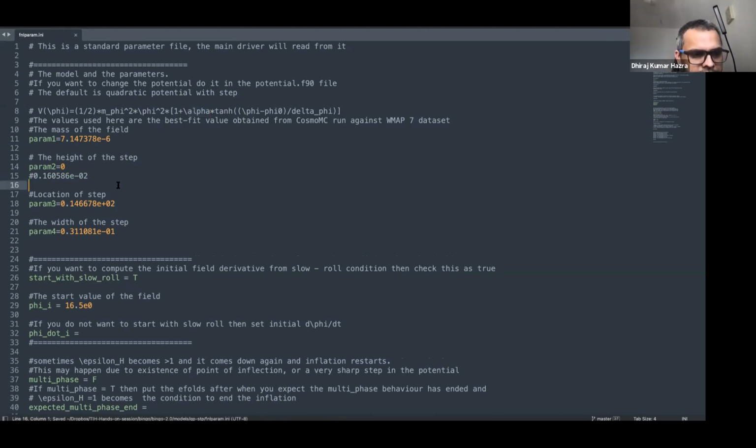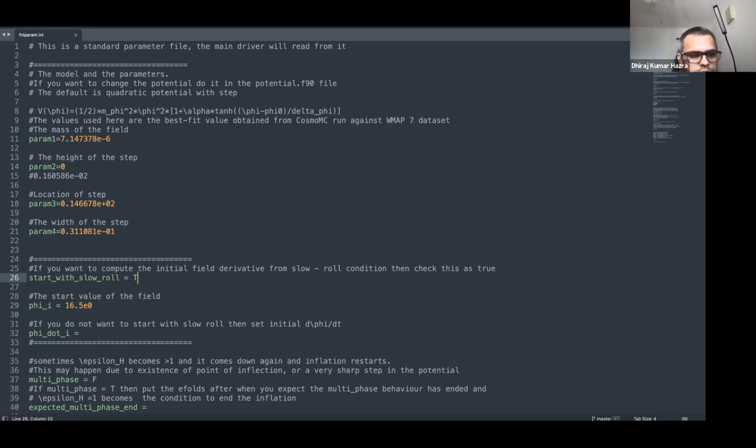Let's do that. Open fnlparams.ini inside that folder, inside that QPSTP folder, and just put 0 in the param 2. Can we all do that? Let's do it. And let's not worry about other parameters.